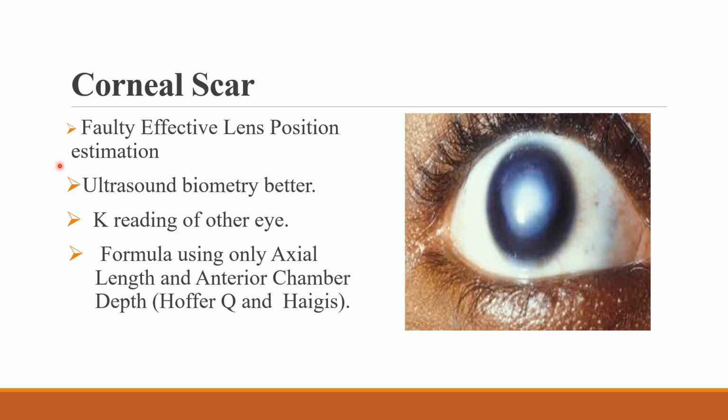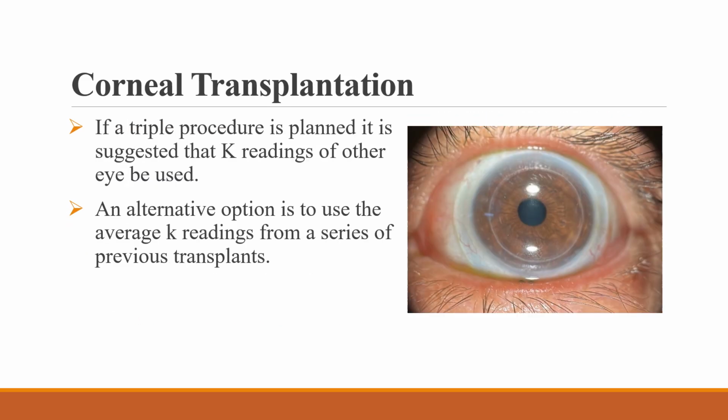Corneal scar. Faulty effective lens position estimation. Ultrasound biometry is better. Use the reading of the other eye. Formulas using only axial length and anterior chamber depth, that is Hoffer-Q and Haigis. Corneal transplantation. We see here the transplanted cornea with a round demarcated area. If a triple procedure is planned, it is suggested that readings of the other eye be used. An alternative option is to use the average readings from a series of previous transplants.